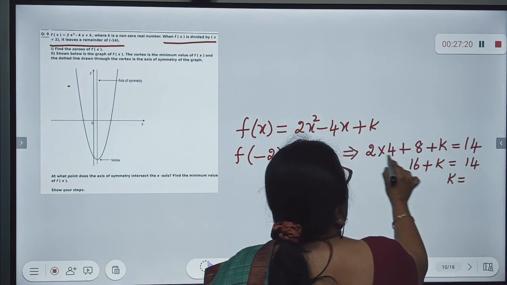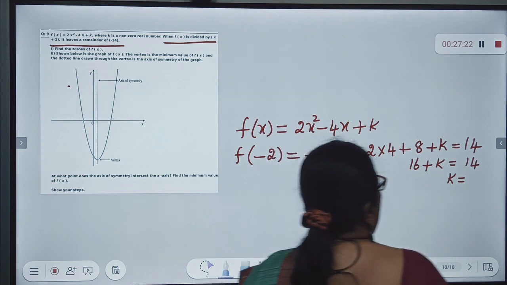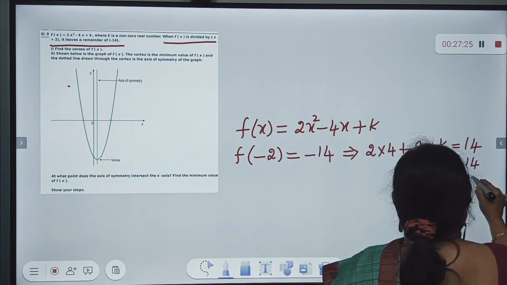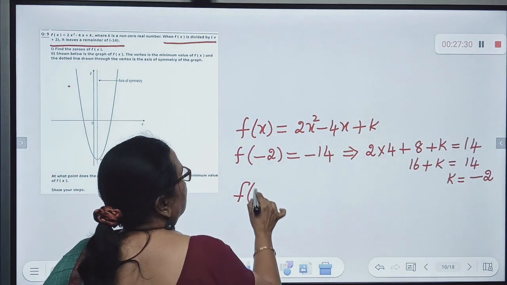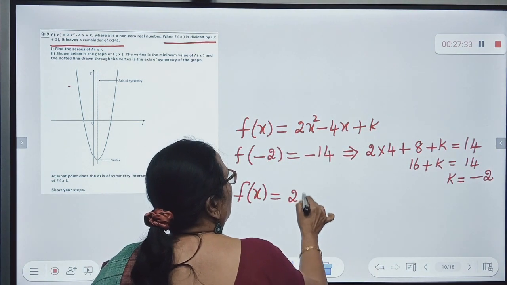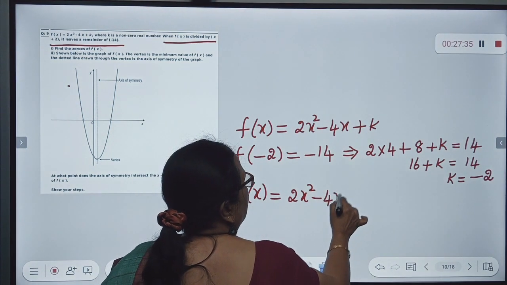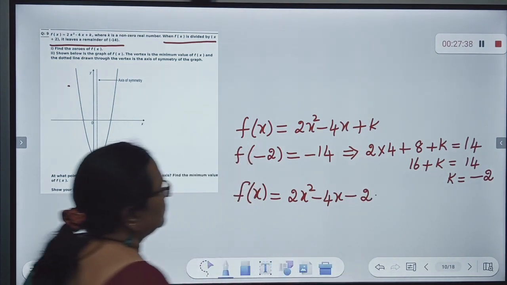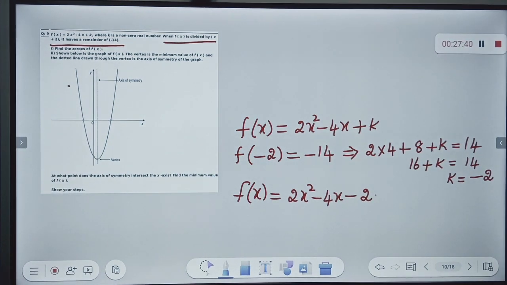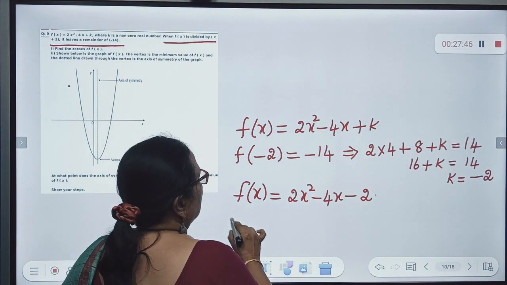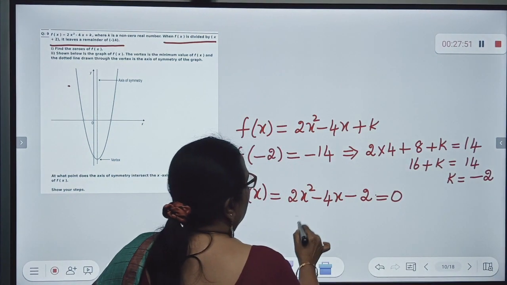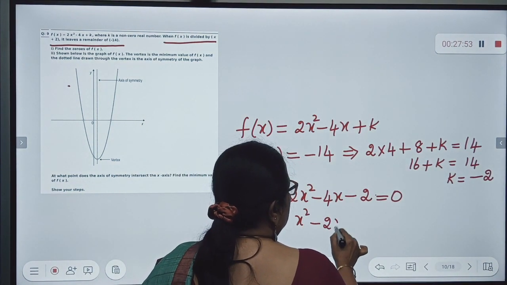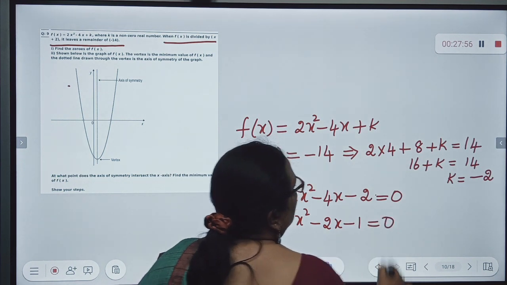Okay. So this is 8 plus 8, 16 plus k is 14. So k equal to 14 minus 16, which is minus 2. So what will happen to f of x? F of x will be 2x square minus 4x minus 2. So what will be the zeros of f of x? That is the question that is asked. That means when will f of x be 0? If it is 0, you will get x square minus 2x minus 1 equal to 0.